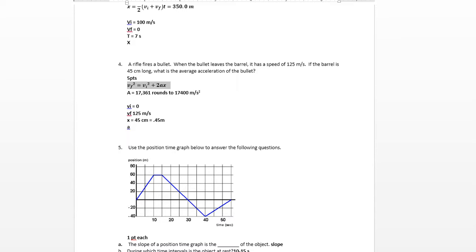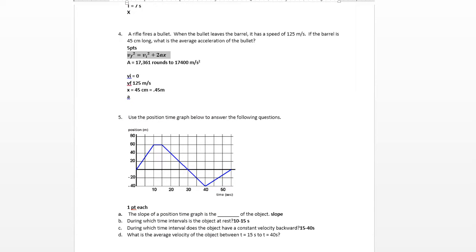And so I'm going to rearrange that equation, and I'm going to get 17,361 meters per second squared, but I need to round that to 3 sig digs. So it should be 17,400 meters per second squared.